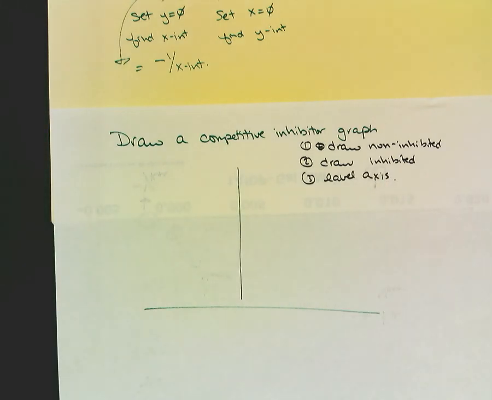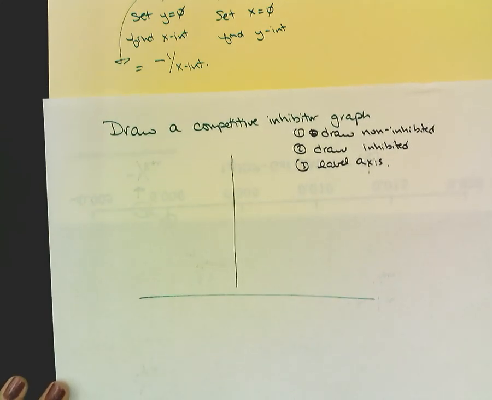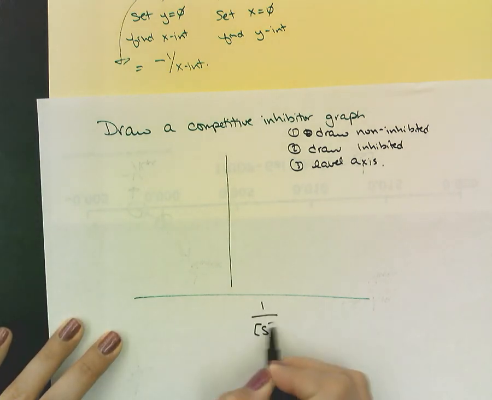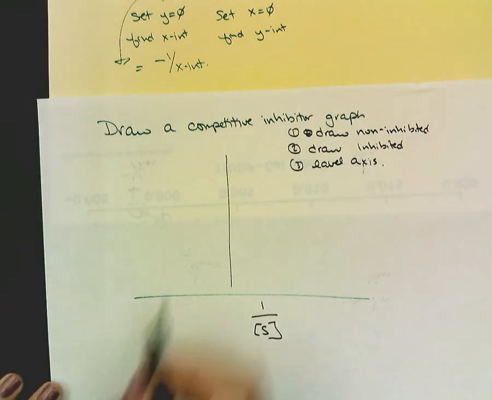Draw the non-inhibited line, draw the inhibited line, and then make sure that you label your axes. We can do this in any order. Let's do the axes first. What would I put on the x-axis since we just did this? What would I put on the y-axis?